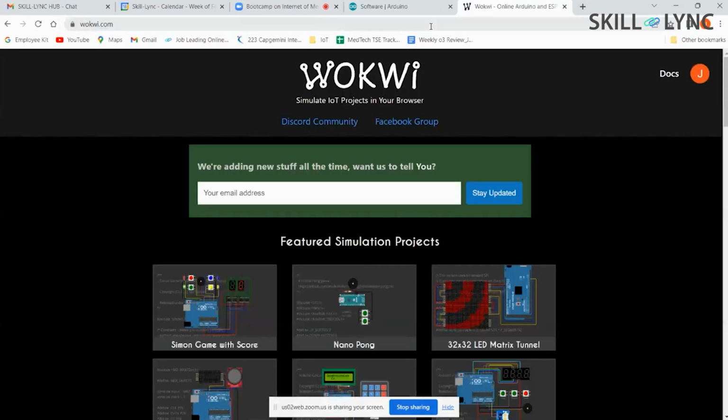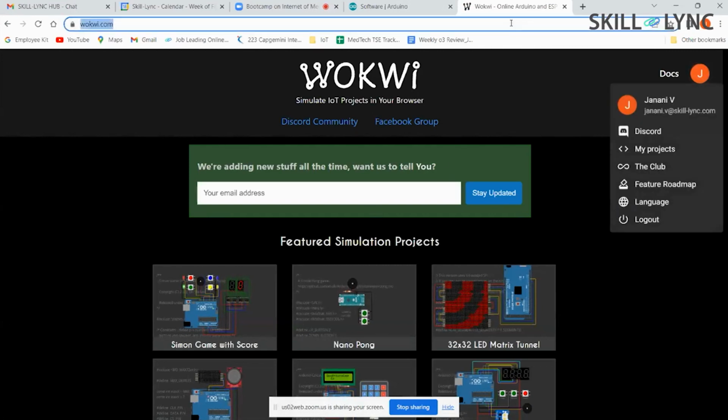There are n number of simulation tools available, students. One is Wokwi, I told you. There is Tinkercad, and there is Proteus. These are three popular simulation tools. So I could see Wokwi, you just put wokwi.com, then it will take you to this page.